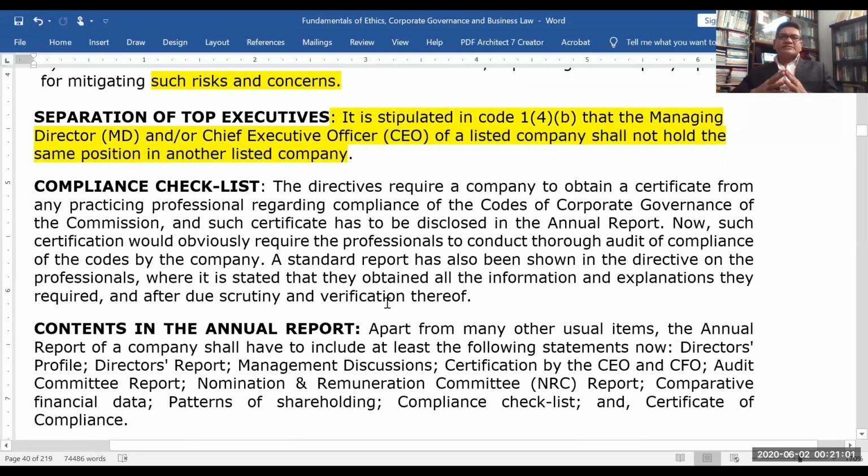And compliance checklist, the directives require the company to obtain a certificate from any participating professional regarding compliance with the Code of Corporate Governance of the Commission, and such certificate has to be disclosed in the annual report.